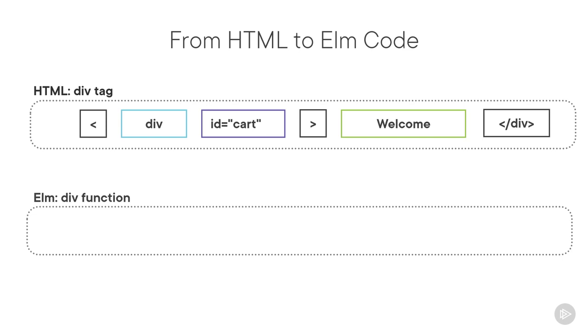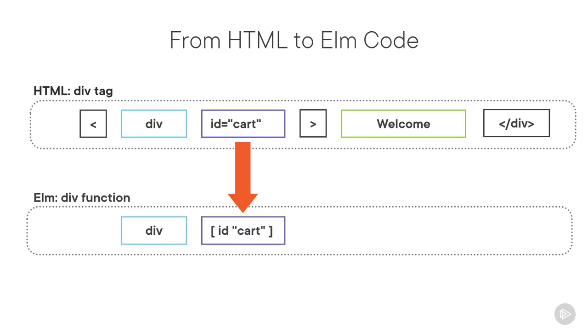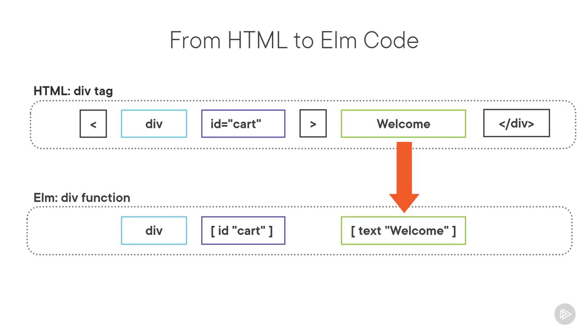The div function has two parameters, the list of attributes and the list of child nodes, similar to the HTML div tag. In this example, the list of attributes has only one item, the ID Elm function, which takes the cart string as an argument. Similarly, the list of child nodes has only one item in this basic example, the text Elm function, which takes the welcome string as argument.